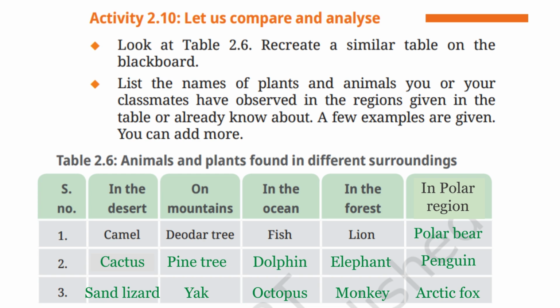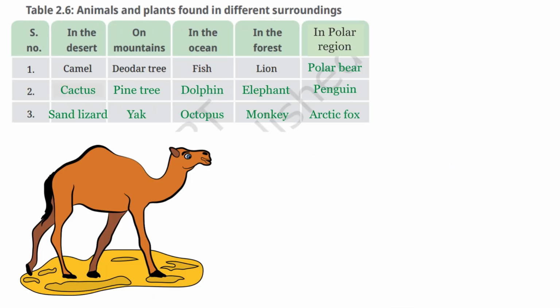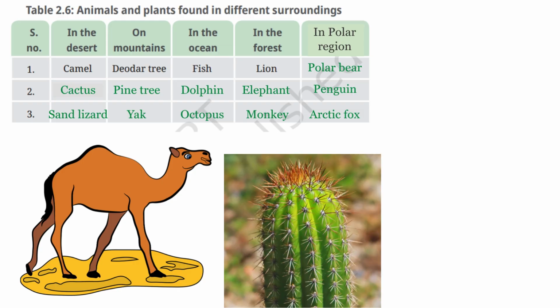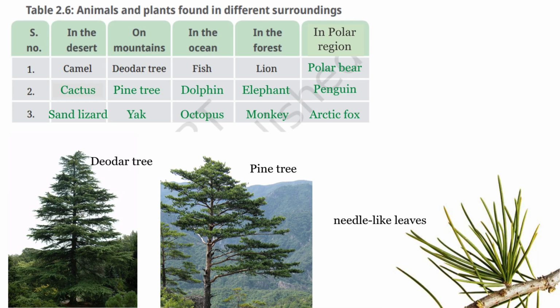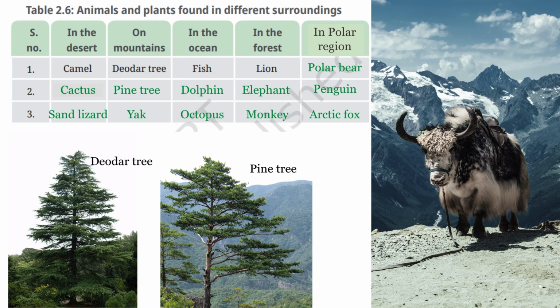Let's understand with each reason. So, in the desert region, camel has a hump to store fat and long legs to walk on sand. Cactus has thorns instead of leaves to reduce water loss. Sand lizards can crawl on hot sand and hide easily. On mountains, deodar and pine trees have needle-like leaves to survive cold and snow, and yak has thick fur to stay warm in cold mountain regions.